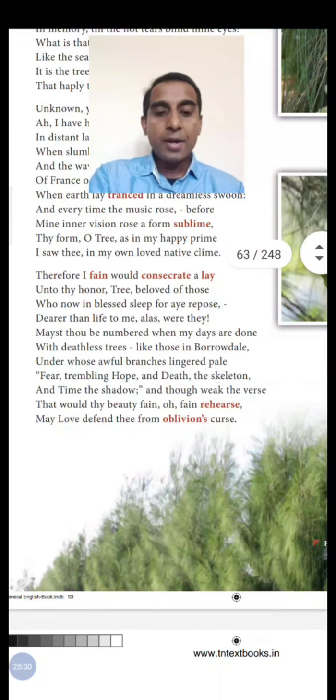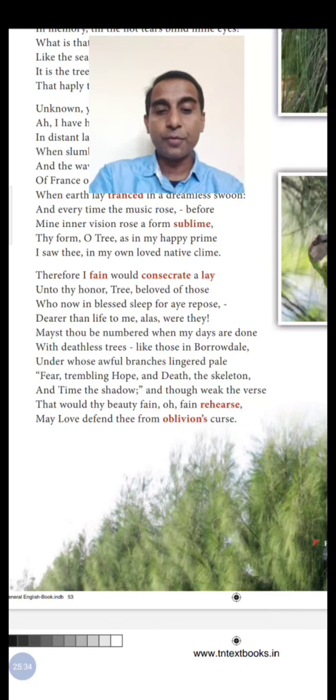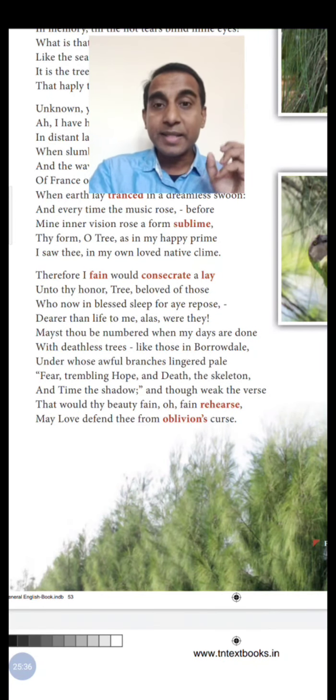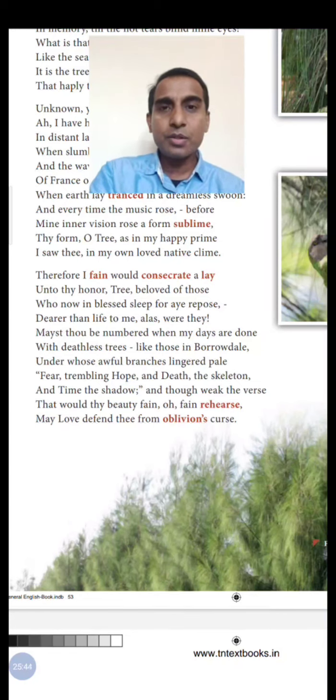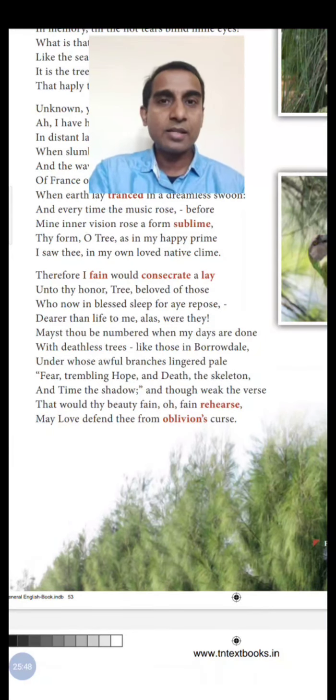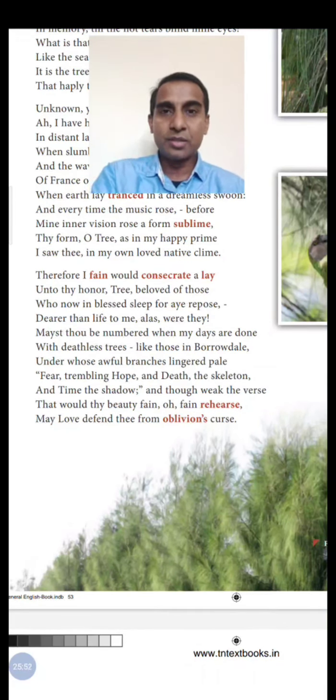Therefore, I fain would consecrate a lay unto thy honor. So therefore, "fain" here means eagerly; "would consecrate" means make something for you, make something holy, to dedicate something for the tree; a lay, I'll put down gently something unto thy honor. I'll honor you in some means. That's why she's written this poem. That is also a tribute to this tree.